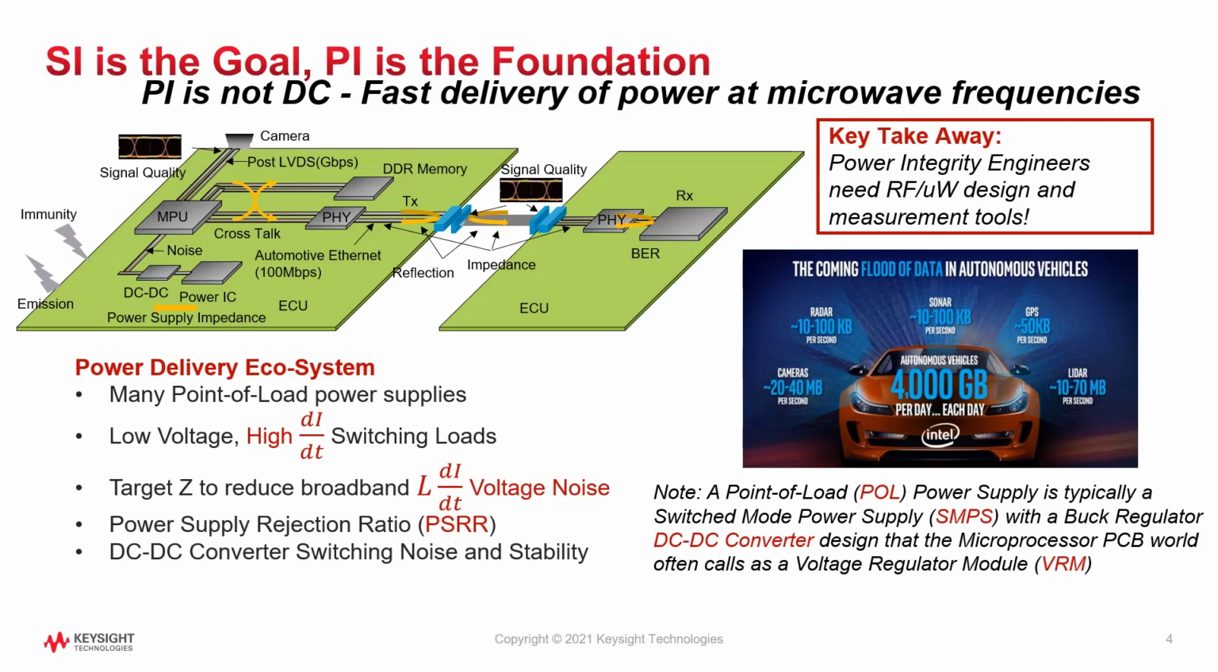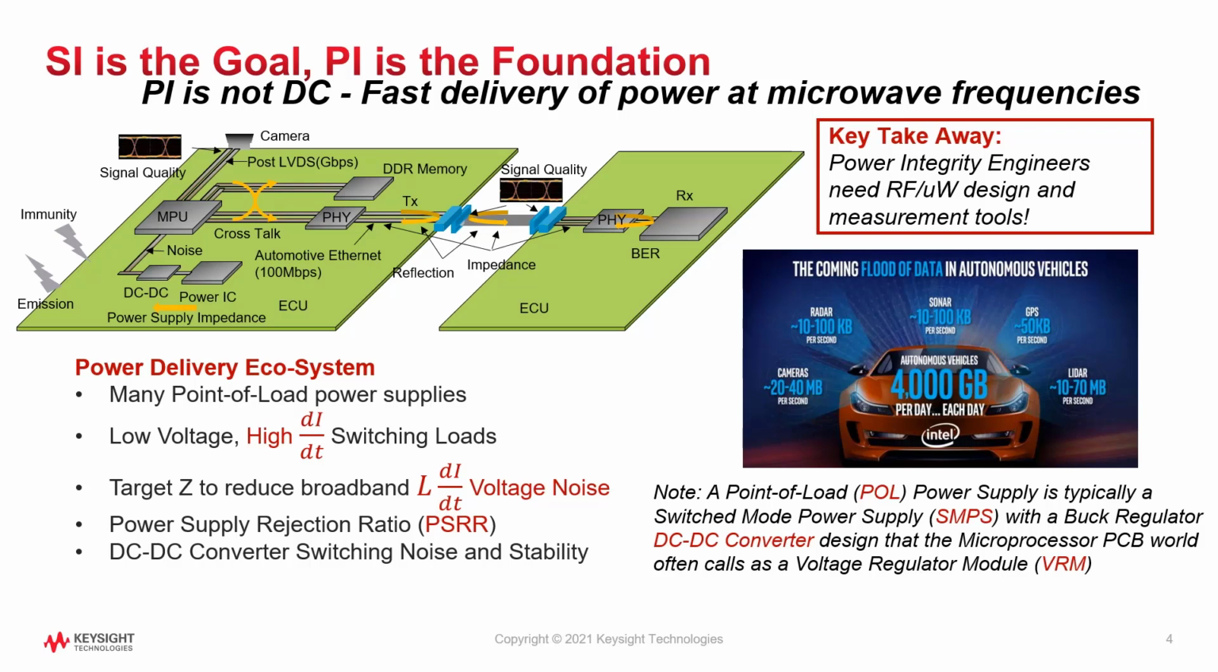In addition, the amount of allowed ripple continues to decrease as power rail voltages drop below 1 volt to meet low power demands and faster data rates. Clearly, this new field of power integrity is not about DC, but rather it focuses on the fast delivery of power at microwave frequencies. Let me stop here for a moment and explain some of the power delivery network acronyms that can be kind of confusing.